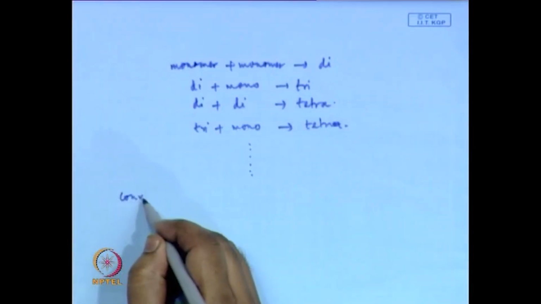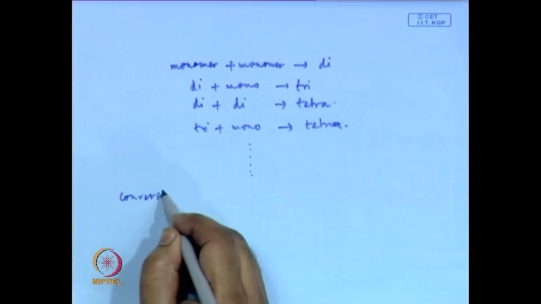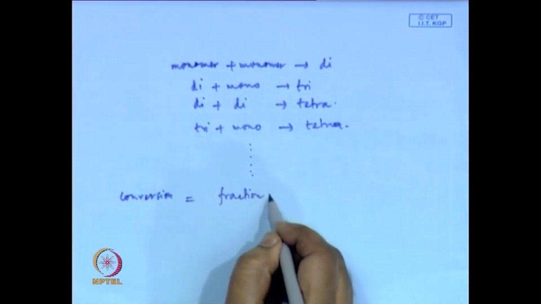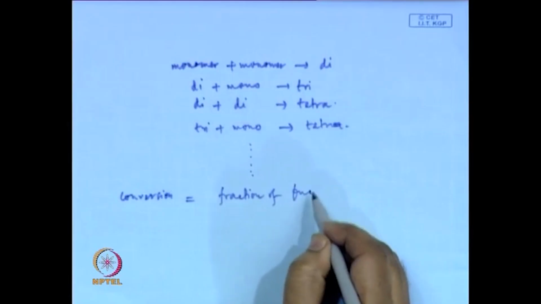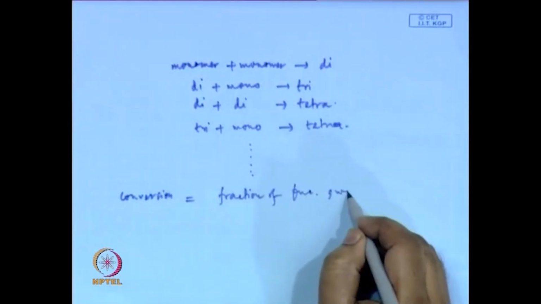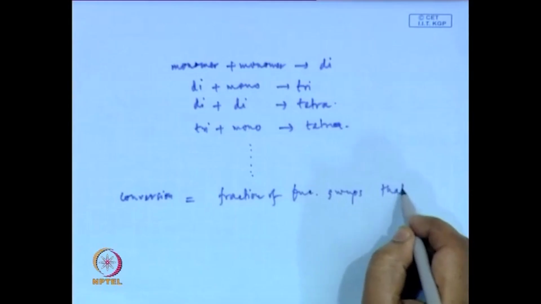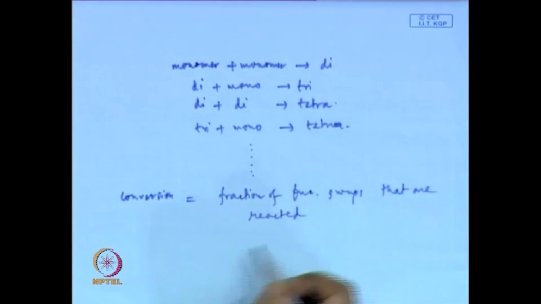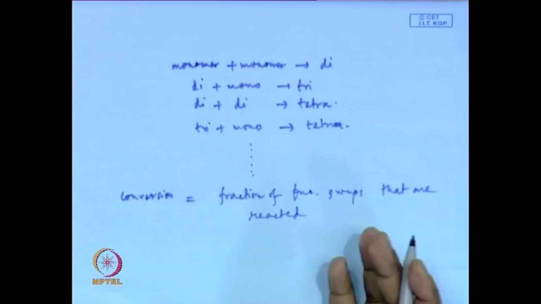Now, what do I mean by the late stage? First, let us define conversion in a polymerization process. Conversion is the fraction of functional groups that are reacted in the process. It can be expressed as a percentage or as a fraction.